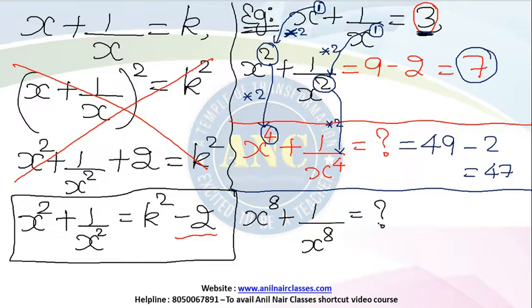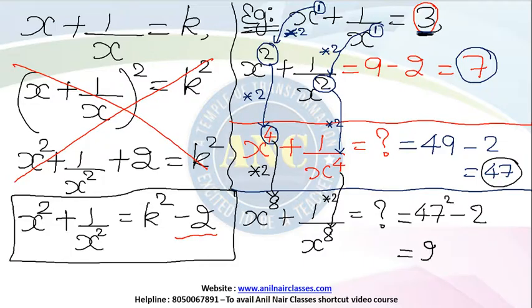For example, find out the value of x power 8 plus 1 by x power 8. If that is your question, it is also very simple, sir. X power 4 is becoming 8. That means it is doubled. Whenever it is doubled, we know the logic: right hand side square and then subtract from 2. 47 square minus 2 should be the answer. 47 square is 2209, minus 2 is 2207. This should be the answer.